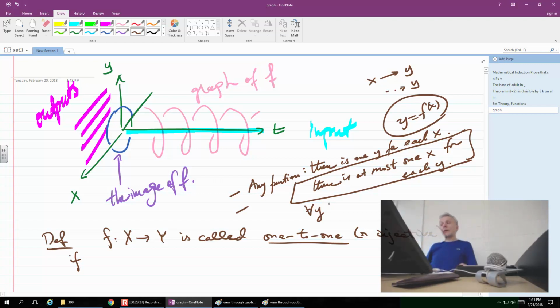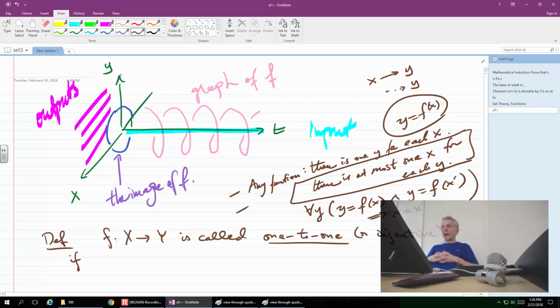For each y, what is there? Well, how do you say in a more logical way that there's at most one x? It means that if x is what we're looking for, there are no others that are different. So that creates an implication here. If y is equal to f of x and y is equal to f of x prime, then x is equal to x prime.